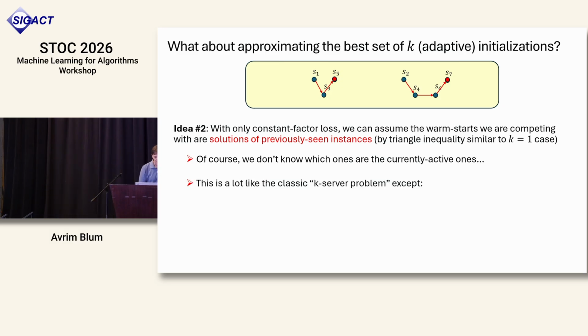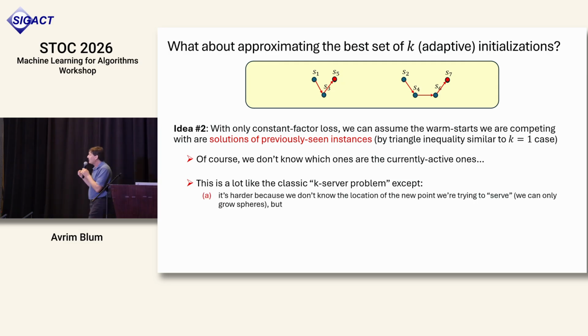All right. And notice this is a lot like the classic k-server problem, where you're trying to maintain k servers and you get a new request, but it has two key differences. One is that here it's harder because we don't know where the thing is we're looking for. Normally you know where you're going and you can decide then which one to move. Here we don't, so we have to grow these balls until we hit the solution. Okay, and that's why we lose this extra factor of k. So we don't know the location of the new point we're trying to serve. We just can grow these spheres.